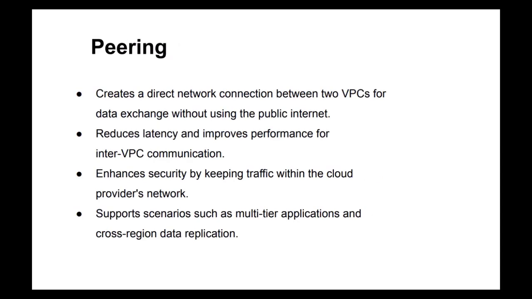Next, we're going to discuss peering. Peering is a technique where we create a direct network connection between two virtual private clouds. This allows our VPCs to exchange data without having to use the public internet. With peering, we can reduce our data latency because we have that direct connection. Peering is also a technique that allows us to enhance our security because we are keeping all of our network traffic within the cloud provider's network. Many times we use peering for multi-tier applications and data replication across different regions.